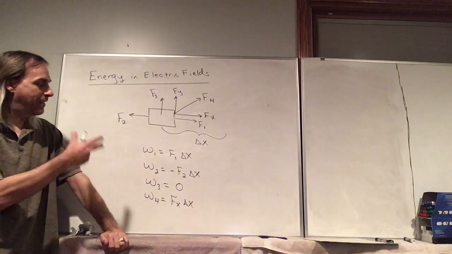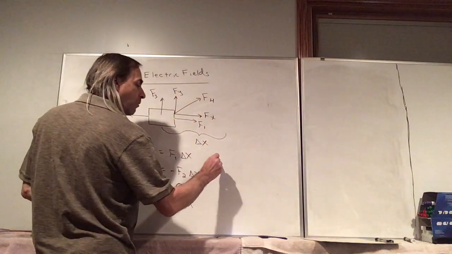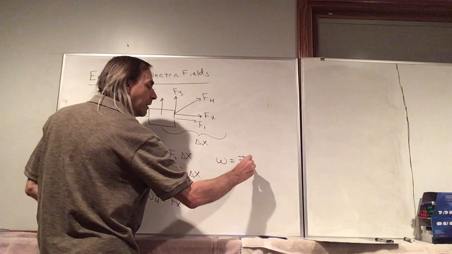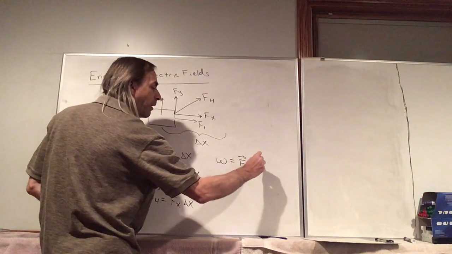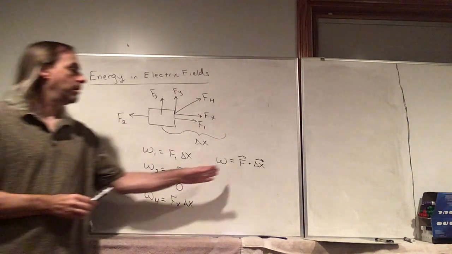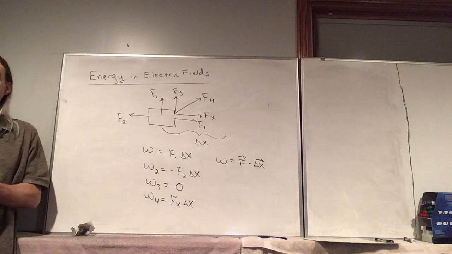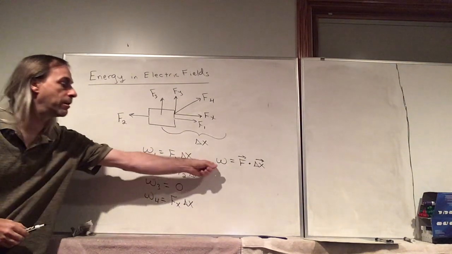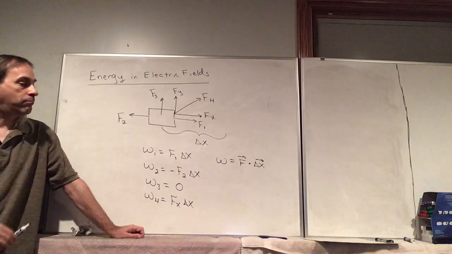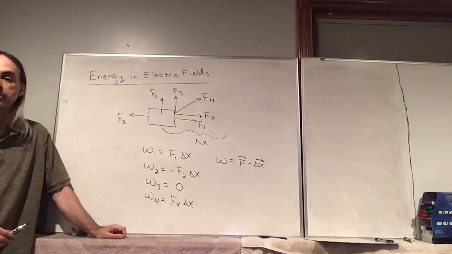We can make this much more compact, though. In general, say the work is equal to F dot delta x. We've got force and displacement, both vectors, and we take the dot product, also known as the scalar product. Work is a scalar. And that'll give us all three of the cases we talked about.